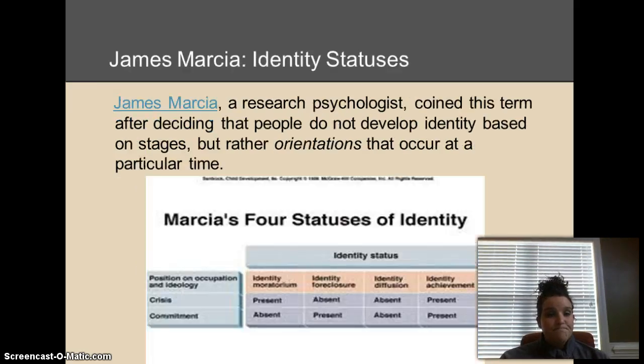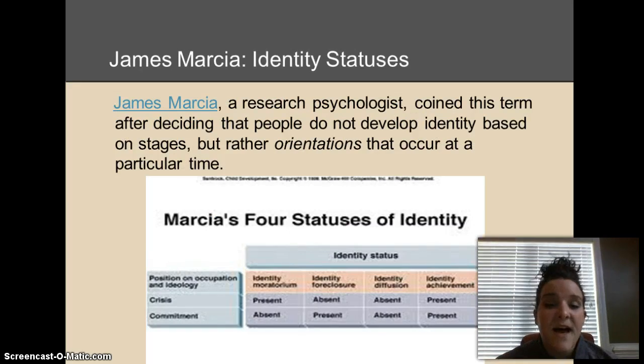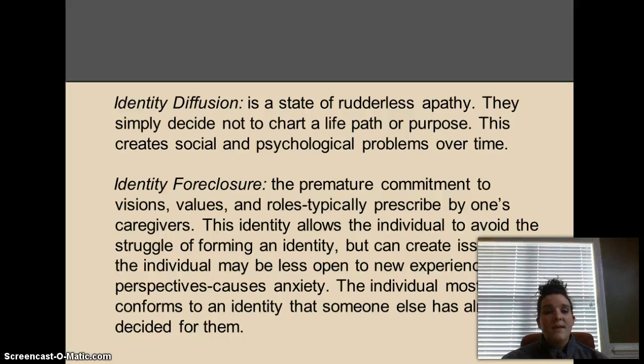James Marcia identified 4 different identity statuses. He said there are more orientations that occur at a particular time. So let's look at those really quick. Identity diffusion is when you have rudderless apathy. The idea that you don't have a chart or a life plan or a purpose, and you don't really know where you're going. You're just kind of out there flailing around, not really having a sense of direction. And that's going to cause some social and psychological problems over time. You need to at least have an idea of where you're going.